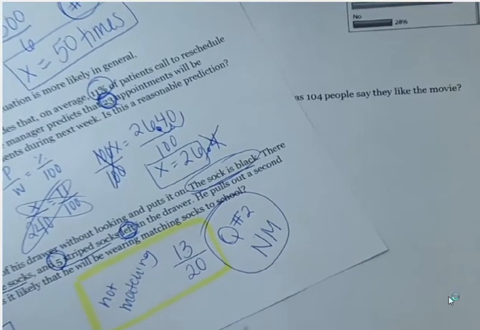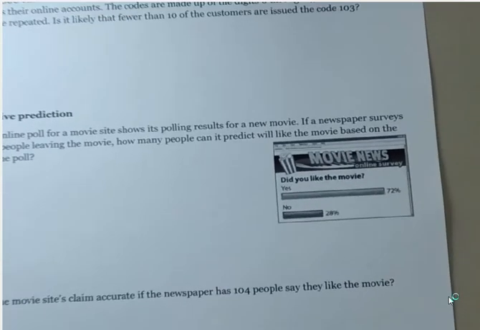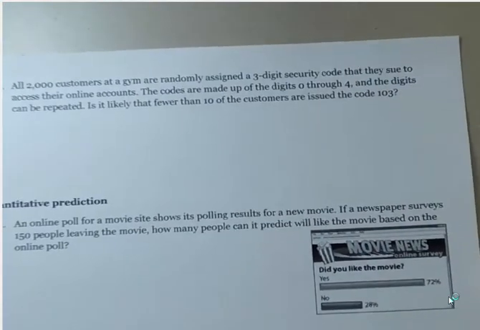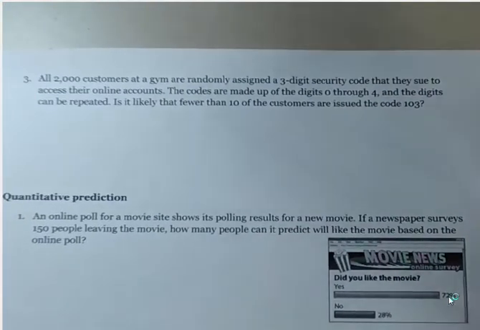Alright, 2 more. Yay! Number 3. All 2,000 customers at a gym are randomly assigned a 3-digit security code.